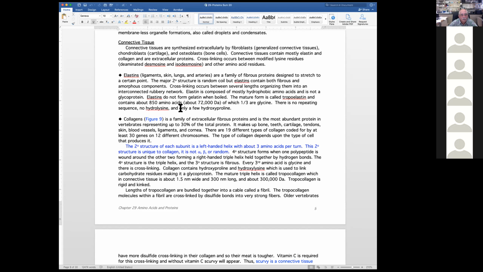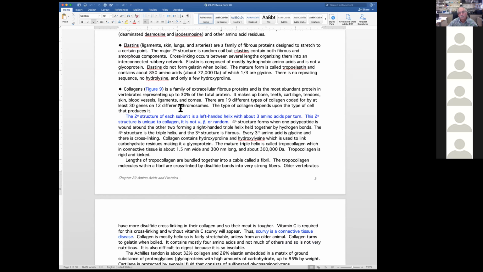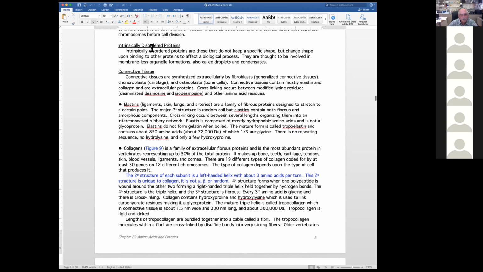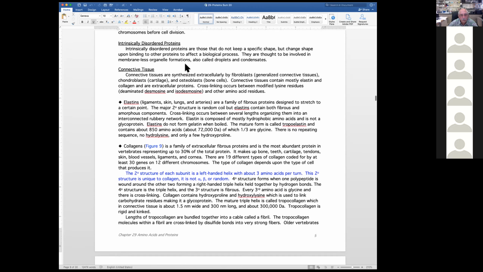So what are the elastins? Those make up ligaments, skin, lungs, and arteries. These are all things that have to be able to be stretched. In other words, they're elastic. So the major secondary structure is random coil, but they do contain both fibrous and amorphous components. So that's why I put this intrinsically disordered proteins statement there somehow.